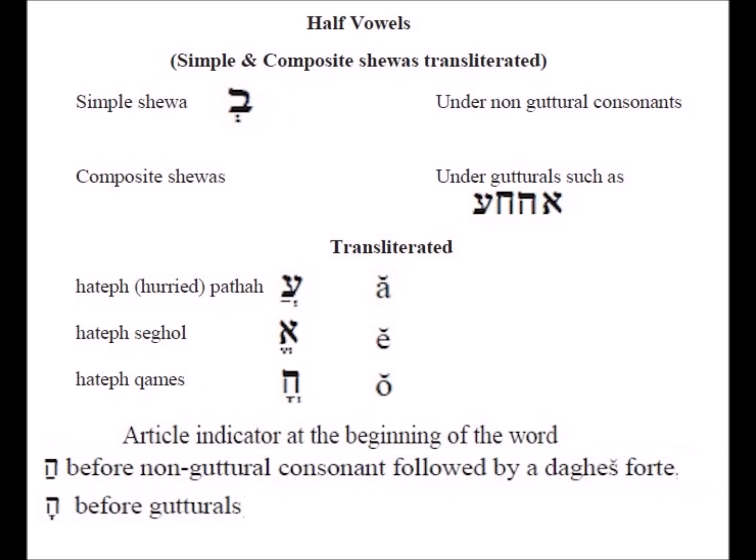Hatef Segol is two dots and a Segol, like an E with a little U at the top of the E, and Hatef Kamets is a Hey with two dots and an O. It looks like a Kamets. It's called a hurried Hatef Kamets. So the article indicator at the beginning of the word has ha, Hey with a Kamets, and Hey with a Kamets, I should say, before gutturals, and Hey with a Patach before your consonants.